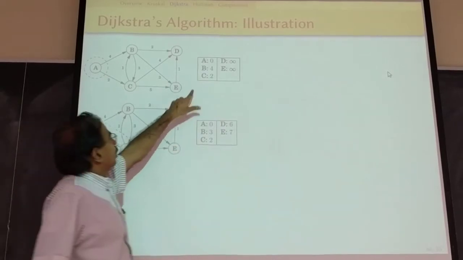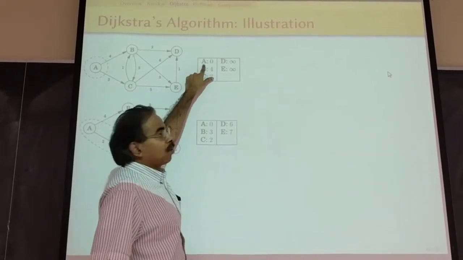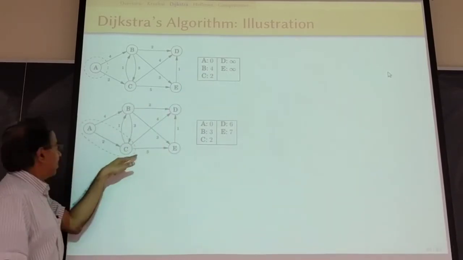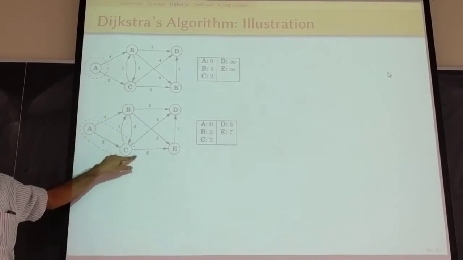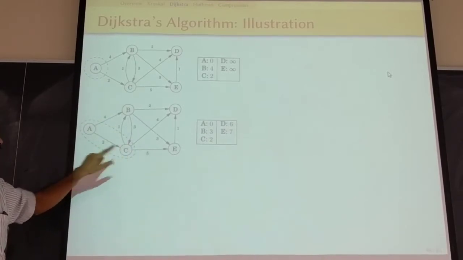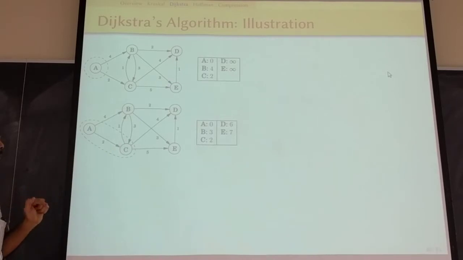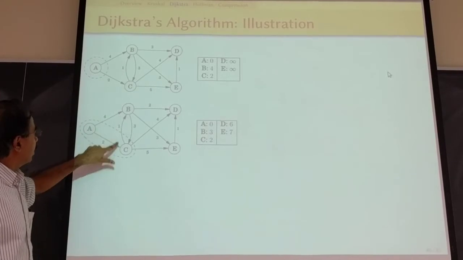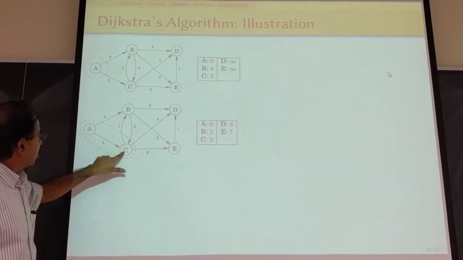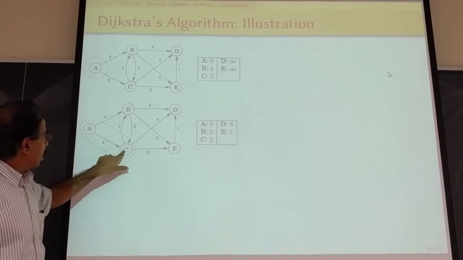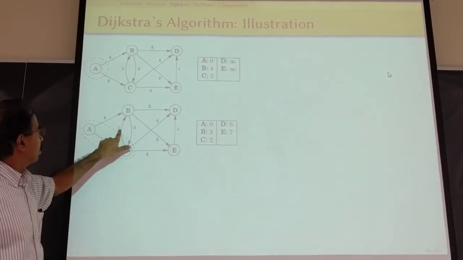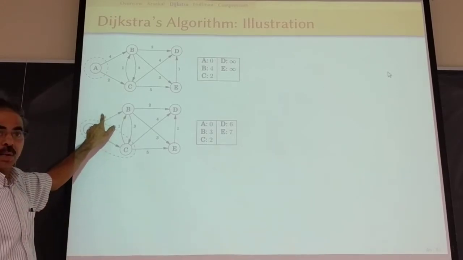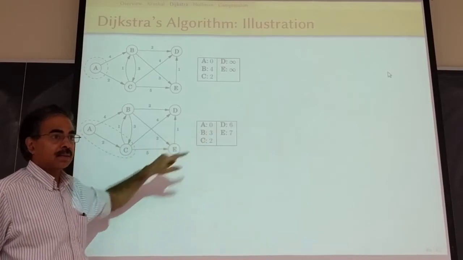Now, A is no longer there in the queue, so the minimum is going to be C. So C is going to be added to the explored set, which is what this dotted line shows. Then you're going to look at the neighbors of C and update their cost. So C has an edge to B. Now that path is 2 plus 1. The cost of C is 2, plus this edge is 1, so you have a distance to B that is 3, less than the original distance 4, so you update that.